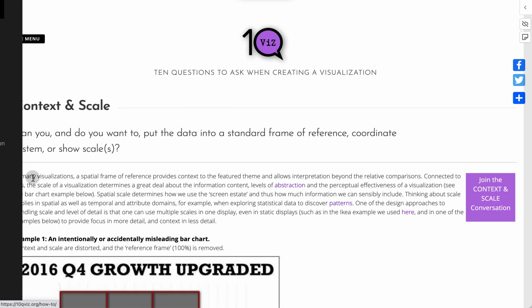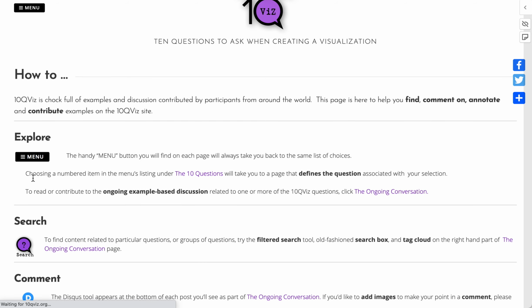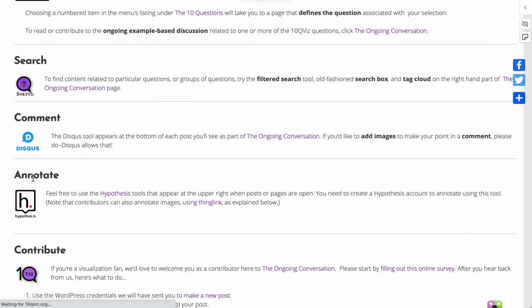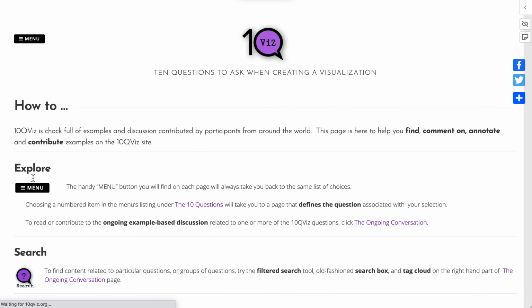And if you'd like to participate, please visit this how-to page, and it gives you instructions about how to use all these fancy features and then also how to contribute to our site if you have the time and the inclination, and we'd love that. So I hope that was a really quick but useful tour for you, and please do be in touch with us if you have questions.